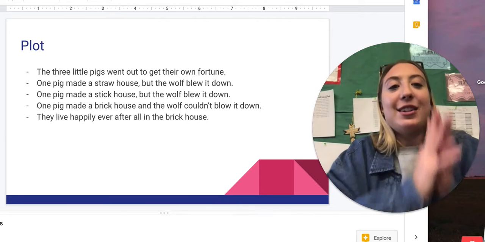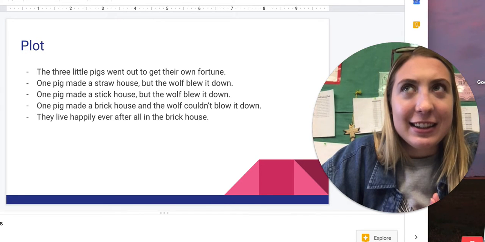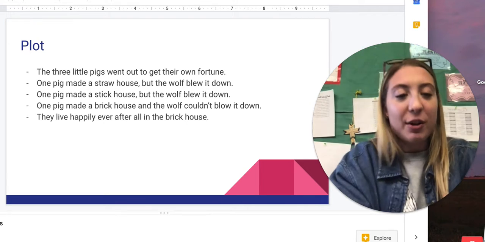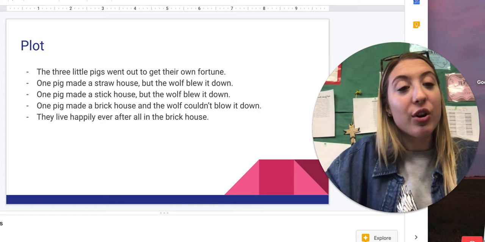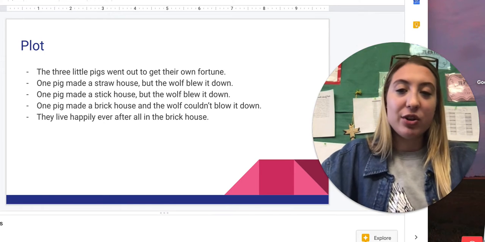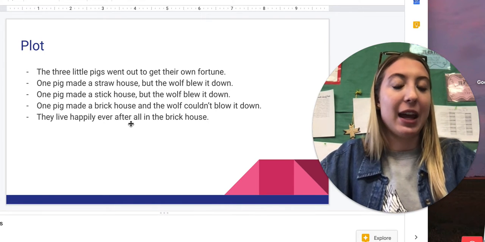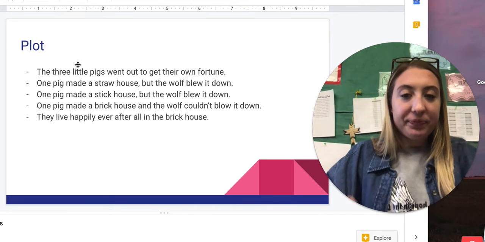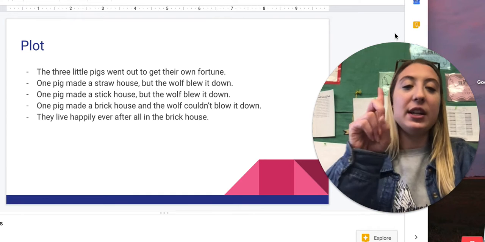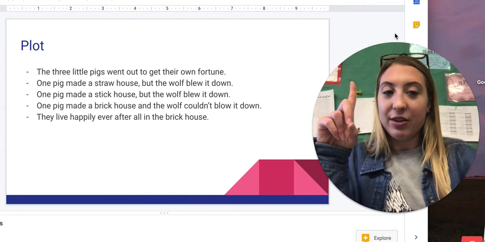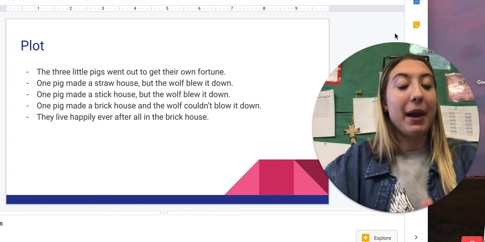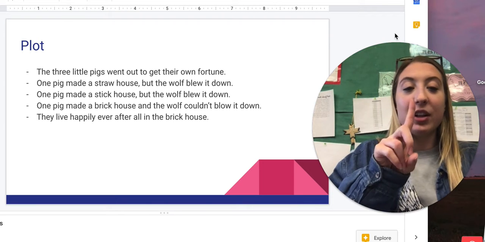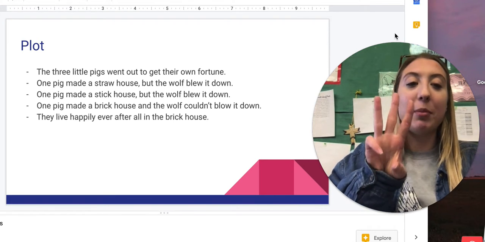And then our plot, the sequence of events. Remember, this is what happens in the story in the correct order, because we want to make sure it's in the correct order. If I said they live happily ever after, all in a brick house at the top, it would get confusing. So the first thing that happened in our story is the three little pigs went out to get their own fortune. And then our main events, our main plot, was they built houses. So one made a straw house, one made a stick house, and one made a brick house.